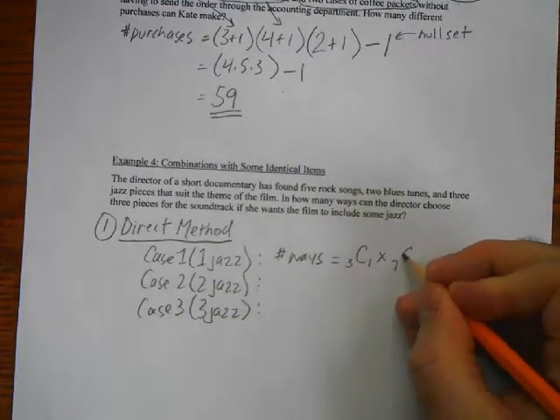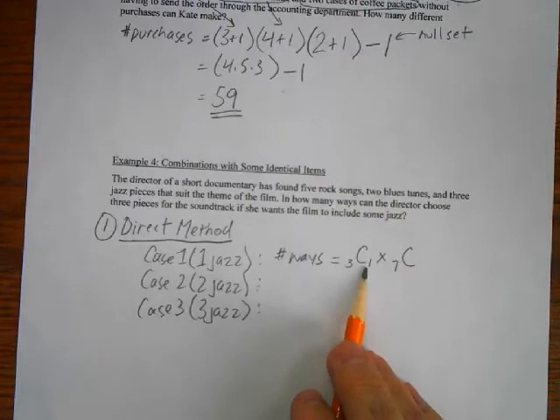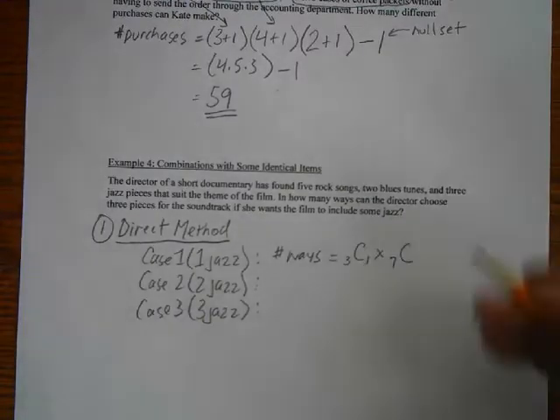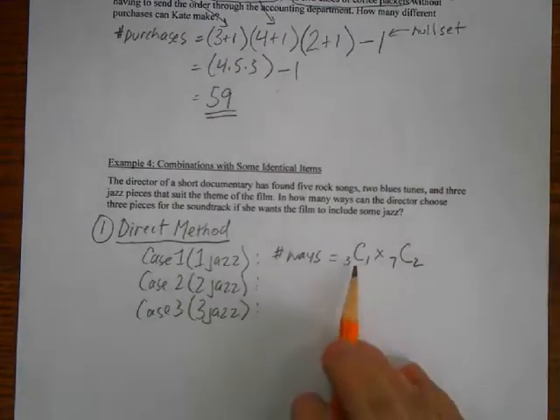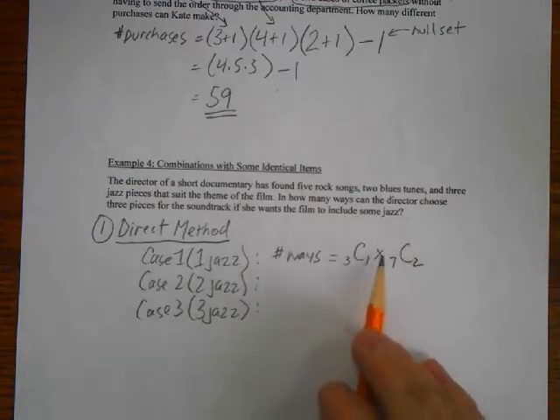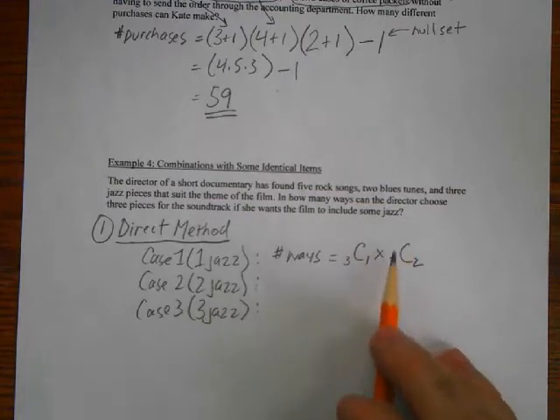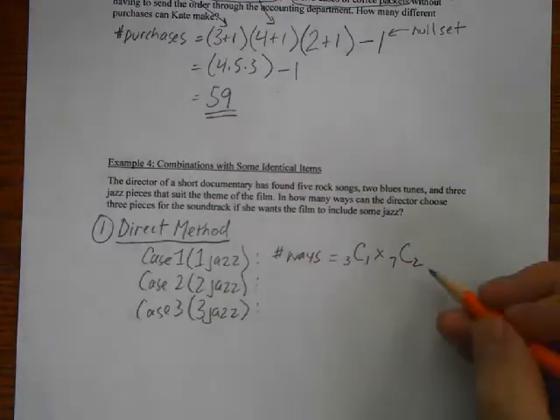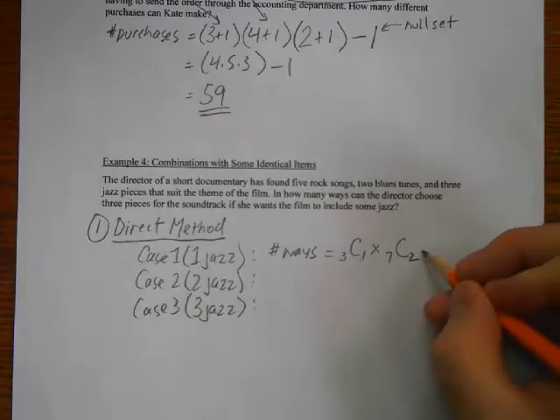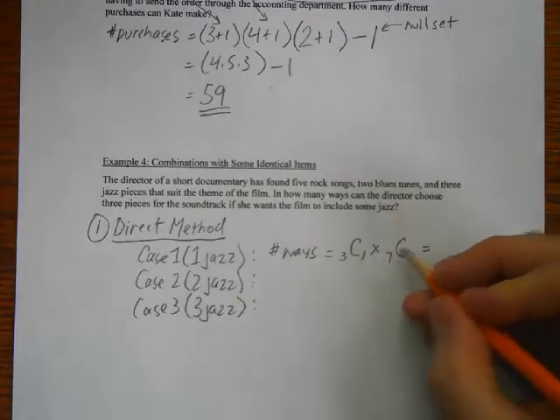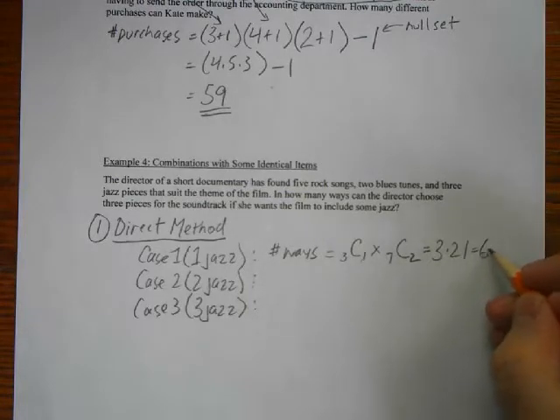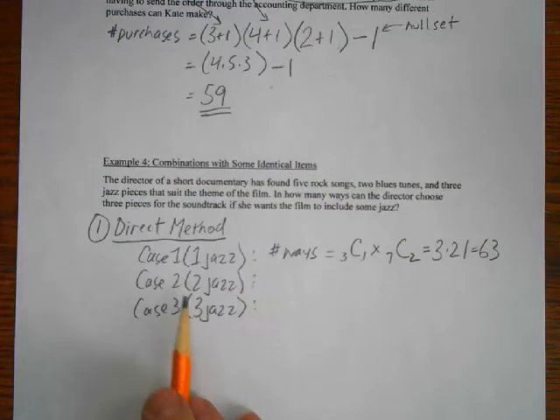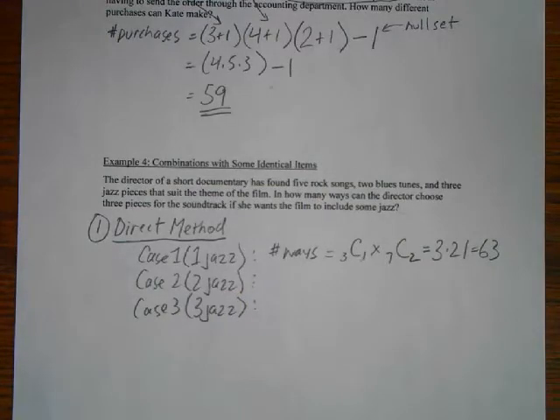So that's 7 choose. And since we've chosen 1 jazz song out of our 3, that means the remaining 2 have to be non-jazz. So this is really 2 different combinations. First of all, choosing your jazz song and then choosing your non-jazz songs, in this case 2, and that's going to be 3 times 21, which is equal to 63. So there's 63 ways to choose your 3 songs where one of them is a jazz song.